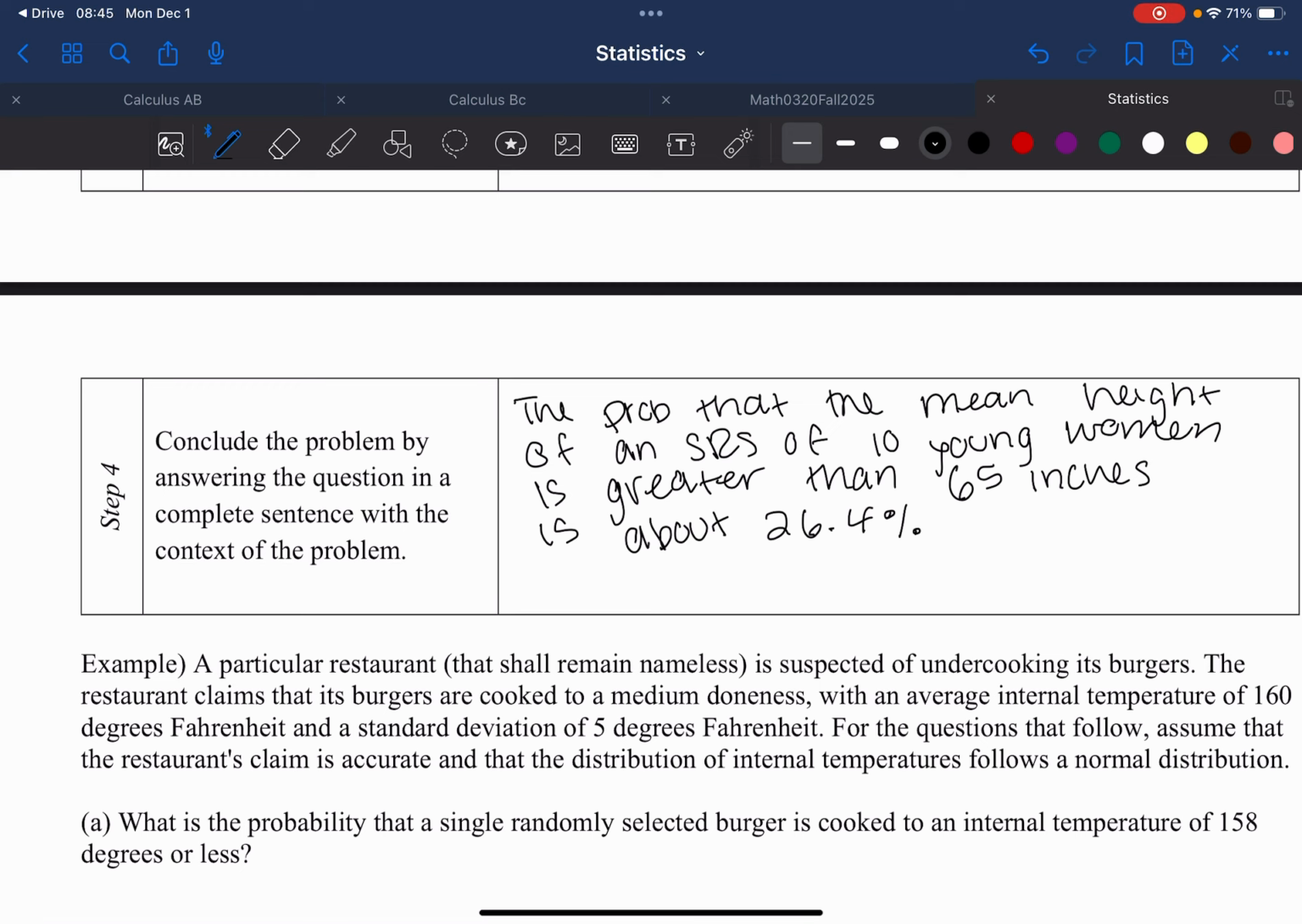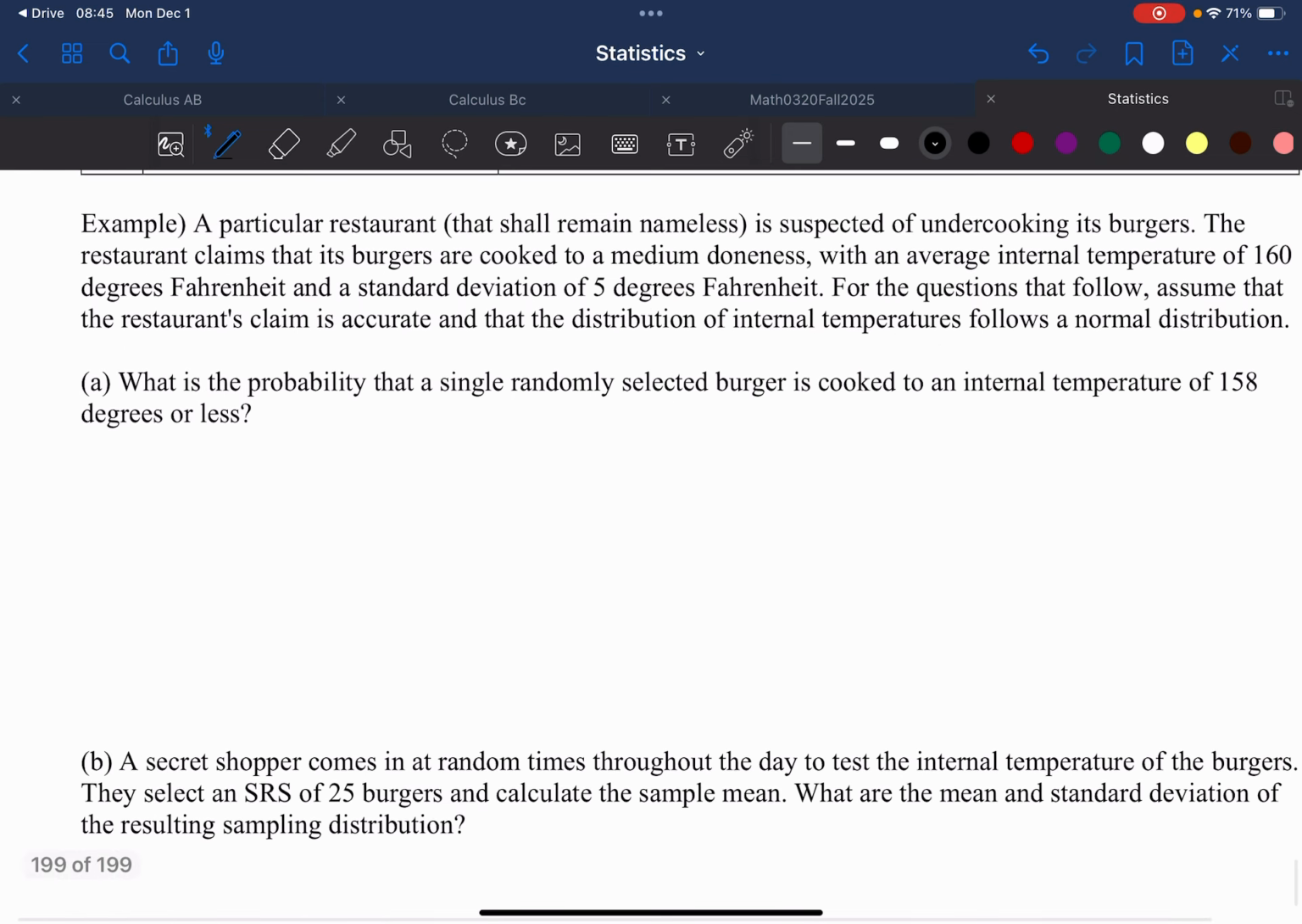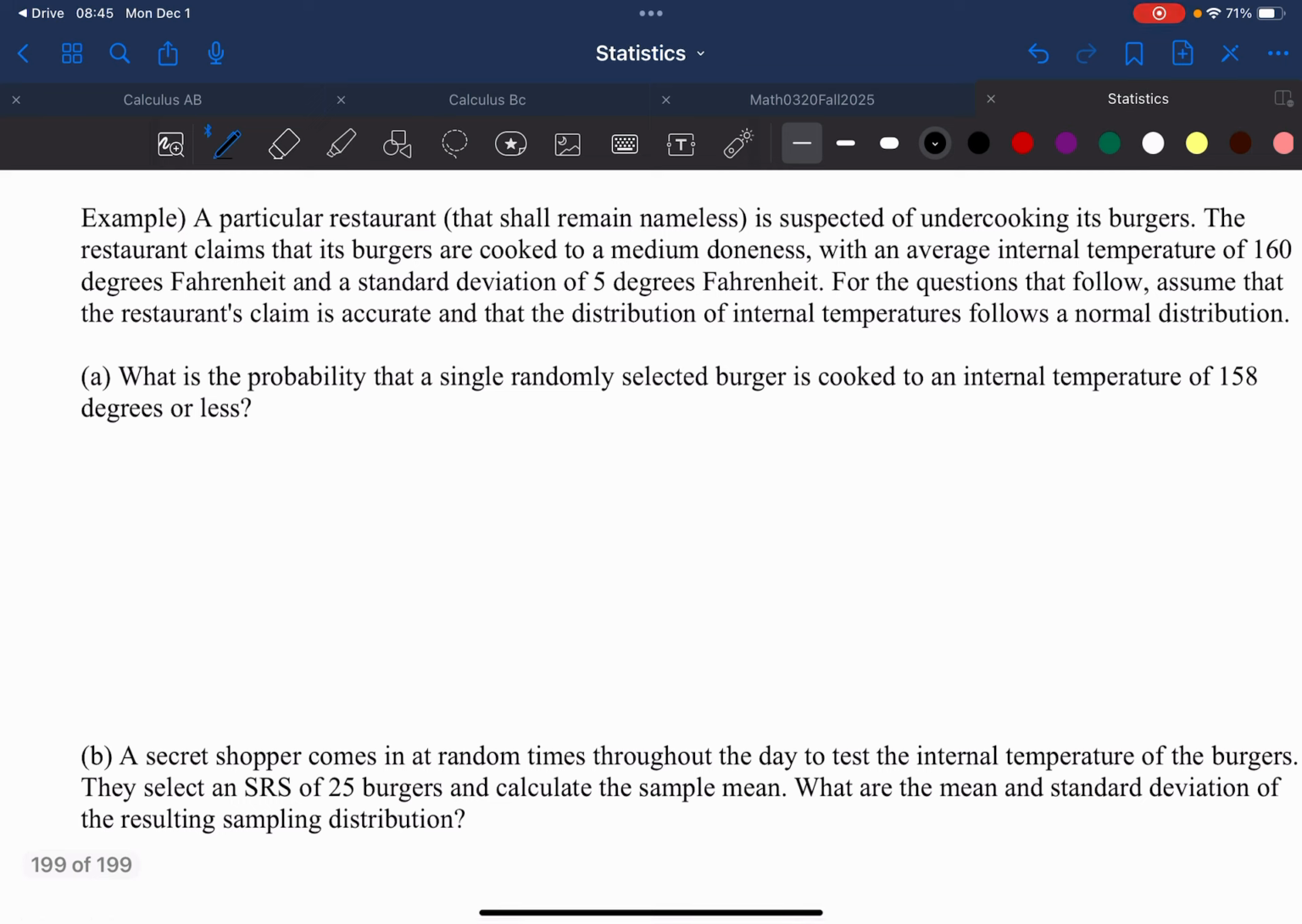Okay, let's look at another example. It says a particular restaurant that shall remain nameless is suspected of undercooking its burgers. The restaurant claims that its burgers are cooked to a medium doneness with an average internal temperature of 160 degrees Fahrenheit and a standard deviation of 5 degrees Fahrenheit. Here is our mu and our sigma.